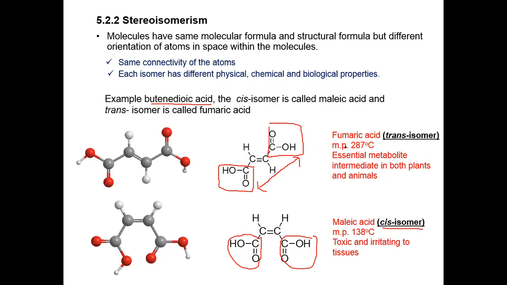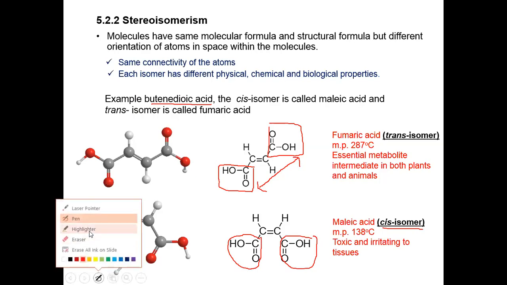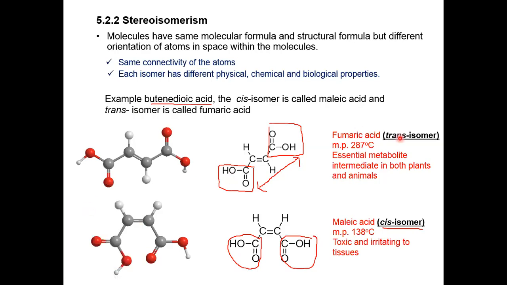So fumaric acid, the trans isomer, the melting point is 287. It is an essential metabolite intermediate in both plants and animals. That's the function of this fumaric acid. Whereas for maleic acid, which is your cis isomer, the melting point is only 138, toxic and irritating to tissues. So what's the difference? Why is the melting point of both of these compounds different, even though they have the same molecular formula?